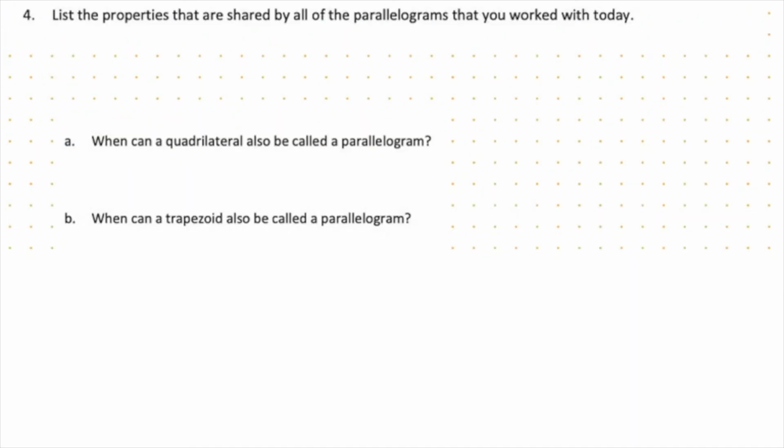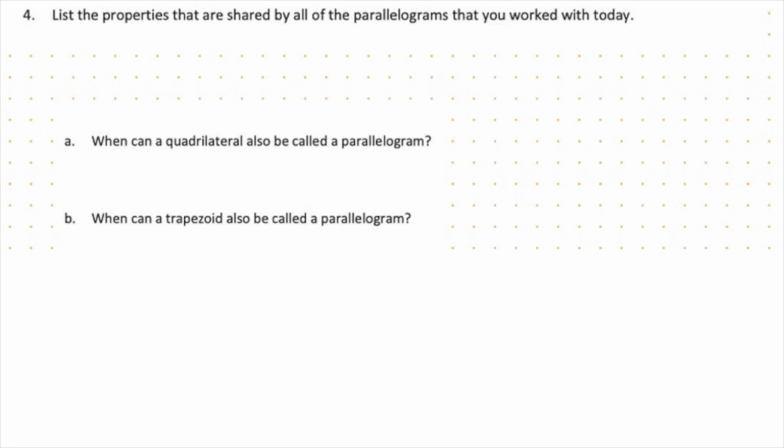Ready, go. Question 4. List the properties that are shared by all of the parallelograms that you worked with today. You may have to rewind and go back to the gray boxes that have definitions. Maybe you'll see parallelogram, maybe you'll see quadrilateral. So when I say go, push pause, rewind, and then come back and answer this question. Let me read it again. It says, list the properties that are shared by all of the parallelograms that you worked with today. Ready? Go.